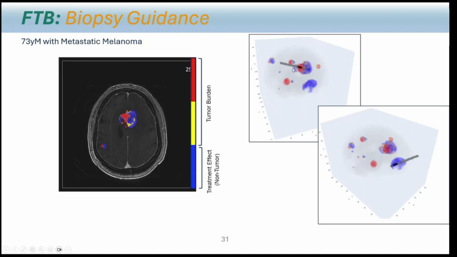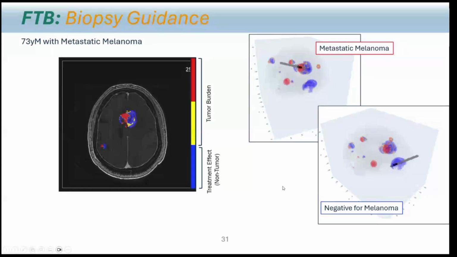Here you can see the spatially registered sample. So here's the middle frontal one. Here's the inferior frontal one. And sure enough, the middle frontal one came back positive for metastatic melanoma, and the blue one, the inferior frontal one, was negative, and then positive for necrosis.